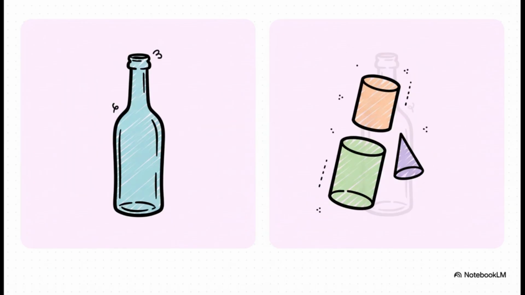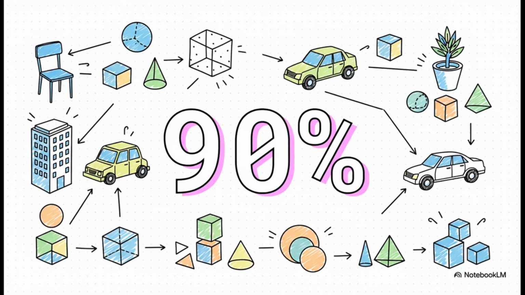Or how about a bottle? Same deal. It's a big hollow cylinder for the body, which tapers up into a smaller cylinder for the neck. And those parts in between that curve and connect them? Yep, those are just sections of cones. It's all just an assembly from our geometric alphabet. So here's the kicker. This isn't just some neat party trick. It's estimated that around 90% of all manufactured or designed objects can be broken down into these simple geometric forms. This language describes almost our entire built world.